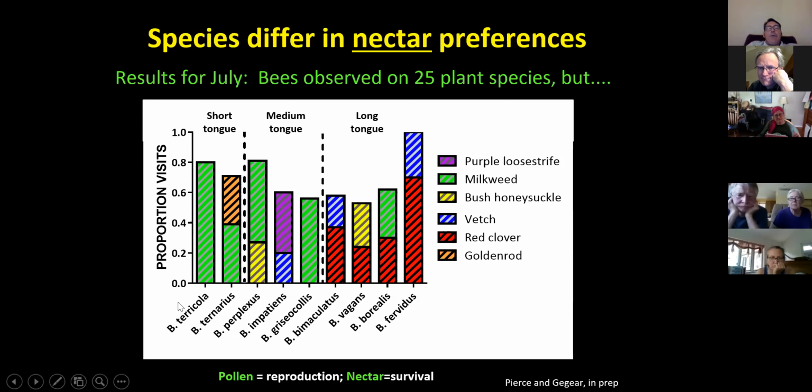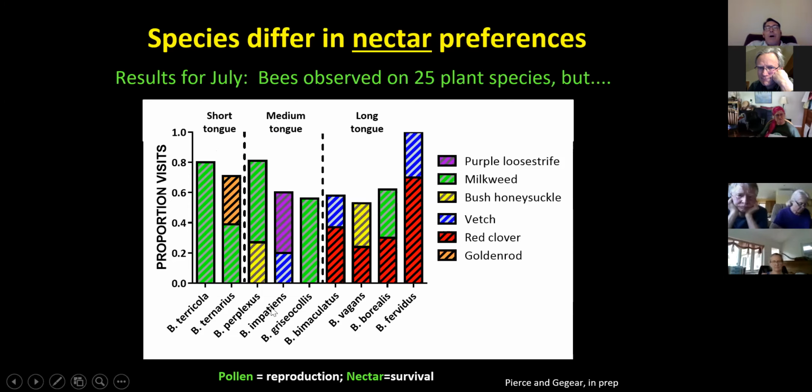Bombus terricola is another one in trouble. It loves milkweed. 80% of the terricola that I saw in July were on milkweed. So obviously, if we're trying to save terricola, we need a lot of milkweed and different species of milkweed. Fervidus, these are non-natives. We're going to come back to how we show the natives that we can swap them out for.